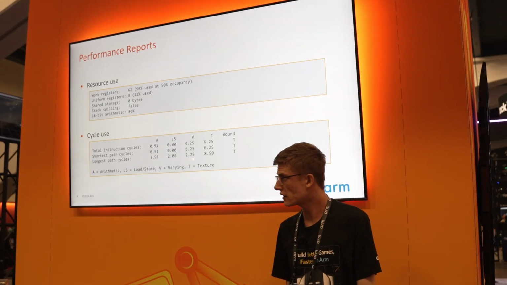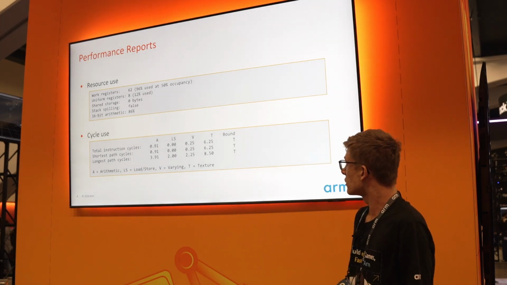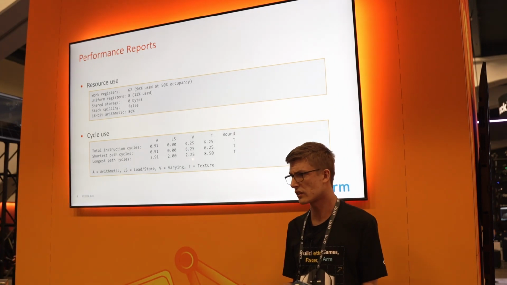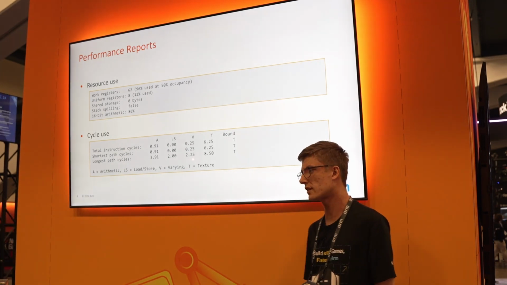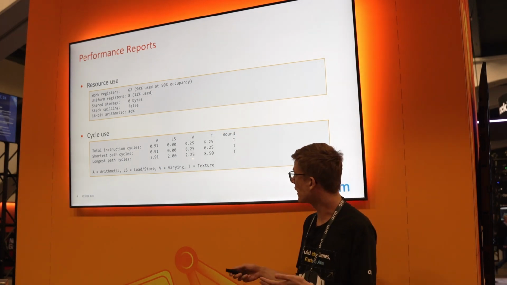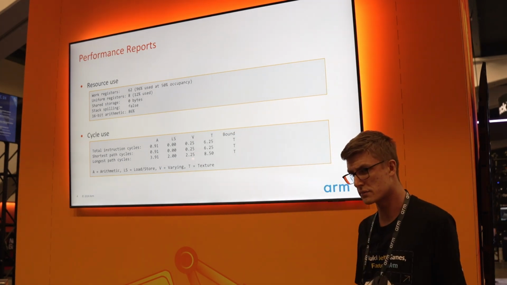The first section focuses on resource use. So you can see it lets you know how many registers you're using, and bear in mind your occupancy. So if you're using less of these, your shader can be more multi-threaded, which is great. It also shows you things such as whether your stack's spilling and how well you're using your 16-bit arithmetic.